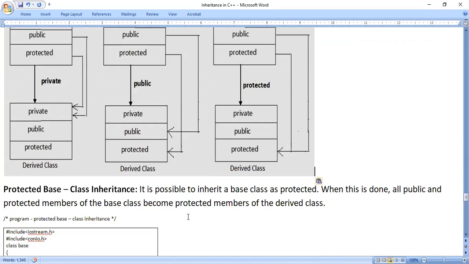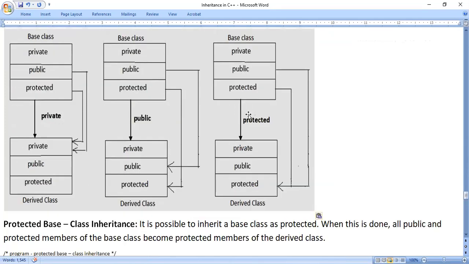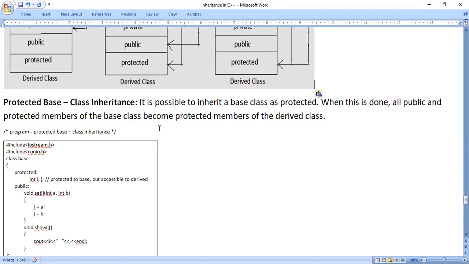Before we go to the explanation, in this diagram we will try to understand. If the inheritance mode is protected, both public data members or functions of base class and protected data members or functions of base class will become protected members of derived class. Just look at the arrow mark. I have put an arrow from the public section of base class to the protected section, and from the protected section of base class to the protected section of derived class. So that means both become protected. In private mode both become private, in protected mode both become protected. In public mode there is no change in the status.